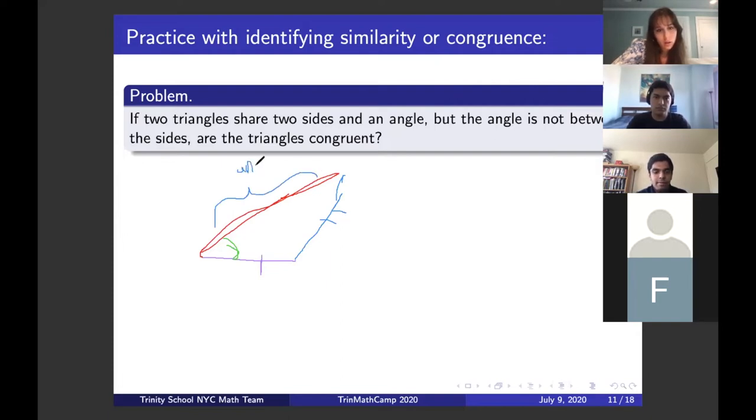Essentially, we don't want the angle between the purple and the blue line. We want it to be one of the other two. If we keep these two lines the same, we'll be keeping this angle the same. So could we move this line around to make a different triangle that isn't this one?